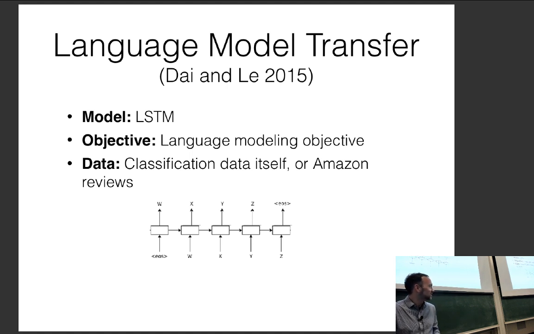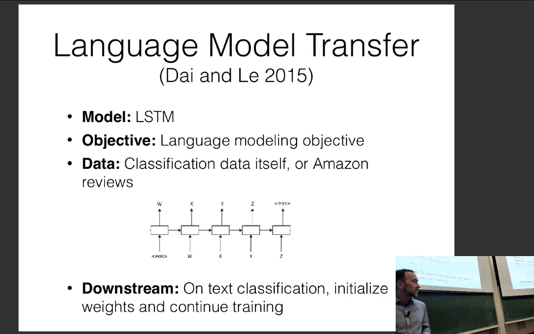Without even LSTM written here, but basically they just predicted the next word in the sentence, and they tested it downstream on text classification. They initialized the weights of the LSTM for text classification, and they continued training on the text classification task for sentiment analysis. And the results were really good. Basically what they showed was that by training on this language modeling objective, that allowed them to improve results on text classification by a whole lot.